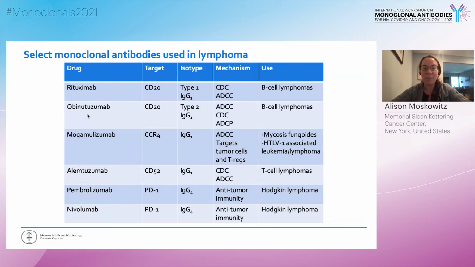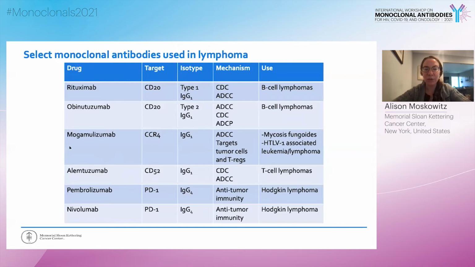Obinutuzumab represents a modification of rituximab or potentially an improvement upon rituximab, as it has a modification in that carbohydrate group, and as a result can better enhance antibody-dependent cytotoxicity. It has been found to be more effective in indolent B-cell lymphoma, particularly follicular lymphoma, as compared to rituximab. Although in the aggressive B-cell lymphoma, such as diffuse large B-cell lymphoma, it was not found to be any better than rituximab, it is approved for the B-cell lymphomas and commonly used as well.